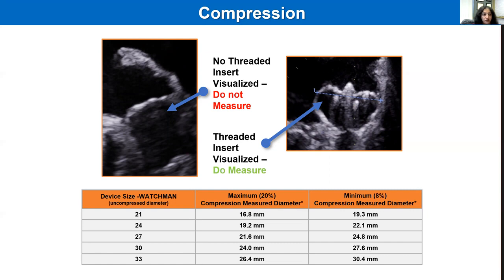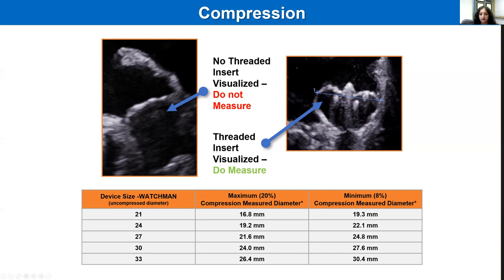And if you see this threaded insert right here, that is your clue that you have a wide device. You're at the maximum width of it. So here on this view, you don't see a threaded insert. That means you're not at the maximum width of the device in that degree, and don't measure. And here you do see the threaded insert, so you know you're at the maximum width, and that's where you measure.